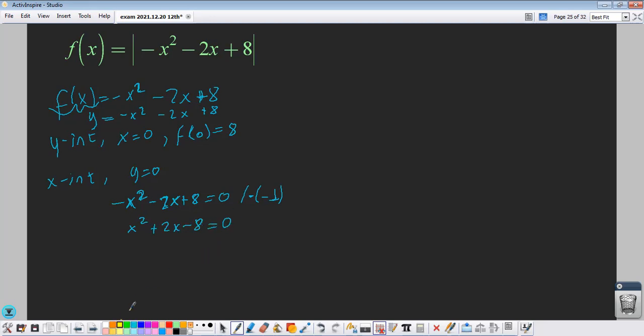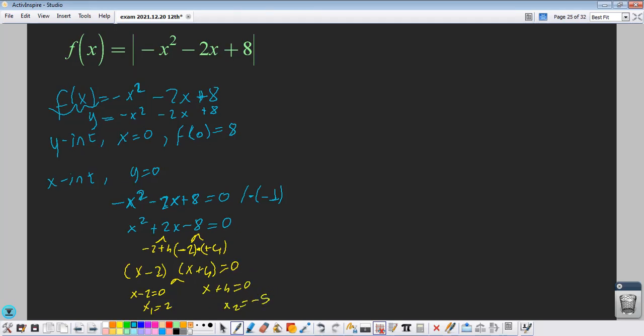So right now it will be very easy to factorize. We need to use the numbers 2 and 4, and their difference is 2. Since it is plus in the middle, plus goes to the big number and the small number becomes minus 2. So minus 2 times plus 4 is minus 8. Minus 2 plus 4 makes plus 2. So we can factorize this as x minus 2 and x plus 4 equals 0. There you will get 2 x-intercepts. x minus 2 is equal to 0, so x1 is equal to 2. x plus 4 is equal to 0, so x2 is minus 4.